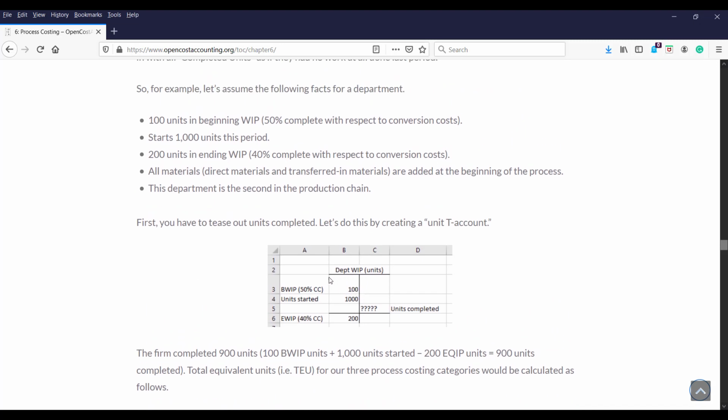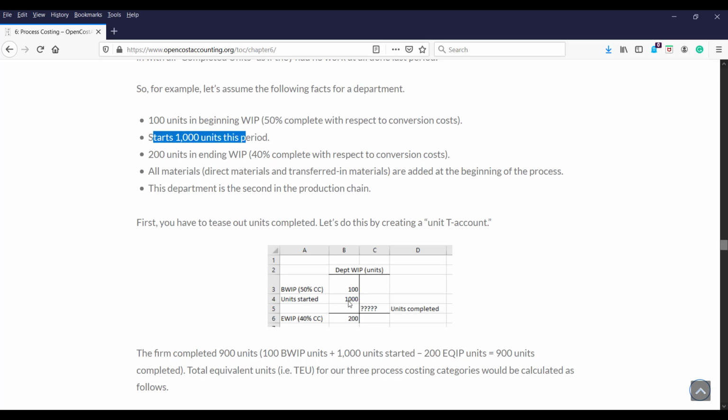So these 100 units are 50% complete with respect to conversion costs, but they are 100% complete with respect to direct materials costs. So they are 100 paper airplanes that we took paper out of the bag and we put it on the assembly line. As soon as we've done that, we've added 100% of the direct materials that we're going to have. Okay, so we started 1,000 units this period.